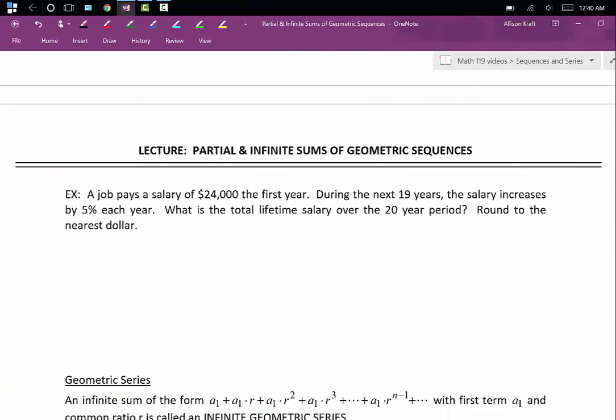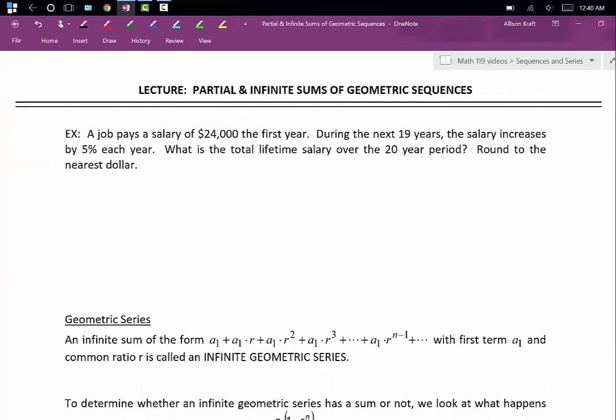Let's apply this to a real-life situation. A job pays a salary of $24,000 the first year. During the next 19 years, the salary increases by 5% each year. What is the total lifetime salary over the 20-year period? Let's round to the nearest dollar. We need our first term, our common ratio, and the number of years we're adding together. Our first term is our initial salary of $24,000.